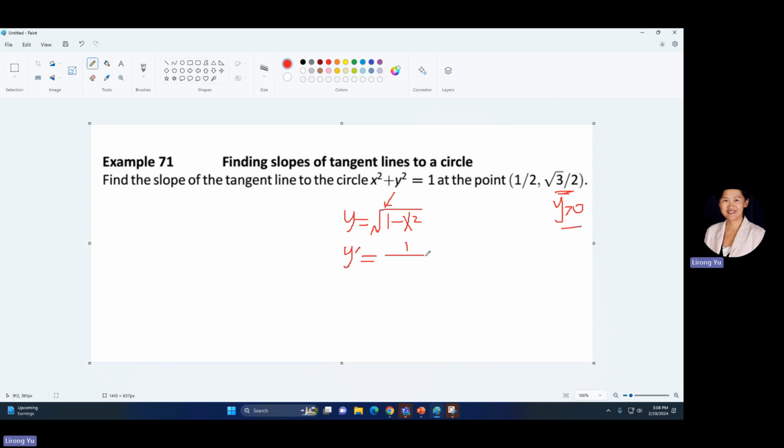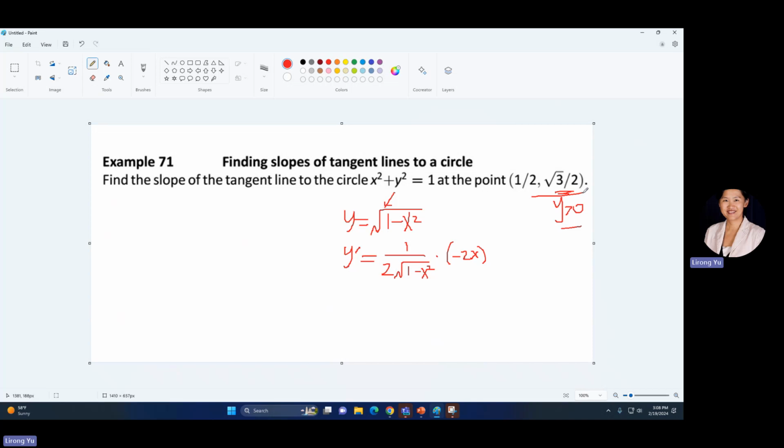That would be 1 over the root of 1 minus x squared, and then you multiply by the derivative of the inside, which is negative 2x, right? Then you plug in 1/2 for x to find the slope. Once you have the slope, you already have the point, so you can find the equation of the tangent. So this question is possible to do without implicit differentiation.